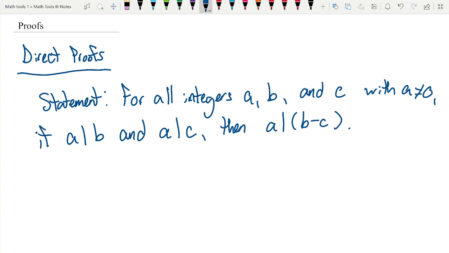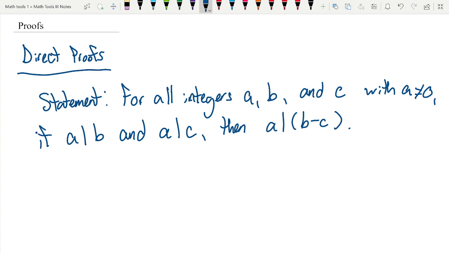Okay, so we have some qualifiers that we set up with, which is that a, b, and c are integers. We have that a can't be 0. And then we get that a divides b and a divides c. And then we want to show that all of this leads to a dividing b minus c.